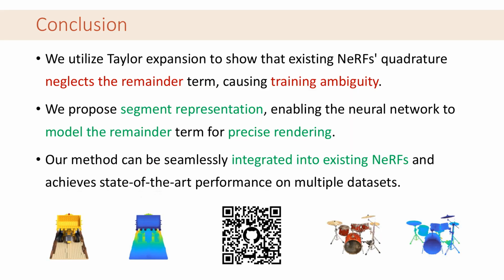In conclusion, our contributions are threefold. First, we utilize Taylor expansion to show that existing NeRF's quadrature neglects the remainder term, causing training ambiguity. Second, we propose segment representation, enabling the neural network to model the remainder term for precise rendering. Third, our method can be seamlessly integrated into existing NeRFs and achieve state-of-the-art performance on multiple datasets.